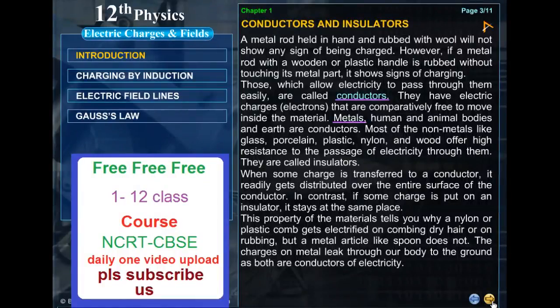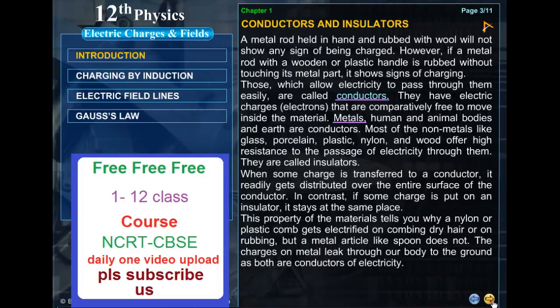A metal rod held in hand and rubbed with wool will not show any sign of being charged. However, if a metal rod with a wooden or plastic handle is rubbed without touching its metal part, it shows signs of charging. Those which allow electricity to pass through them easily are called conductors. They have electric charges or electrons that are comparatively free to move inside the material.